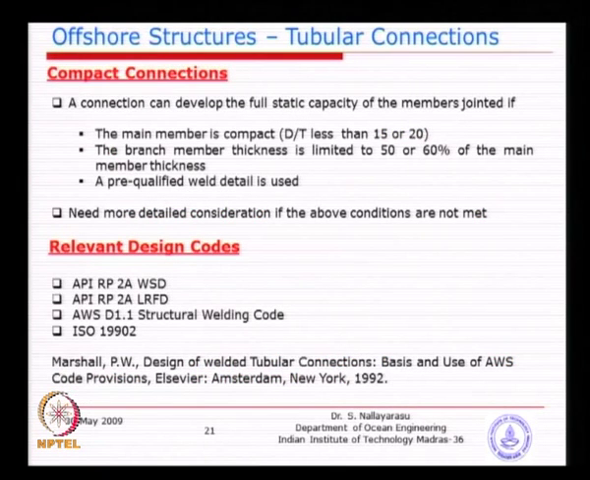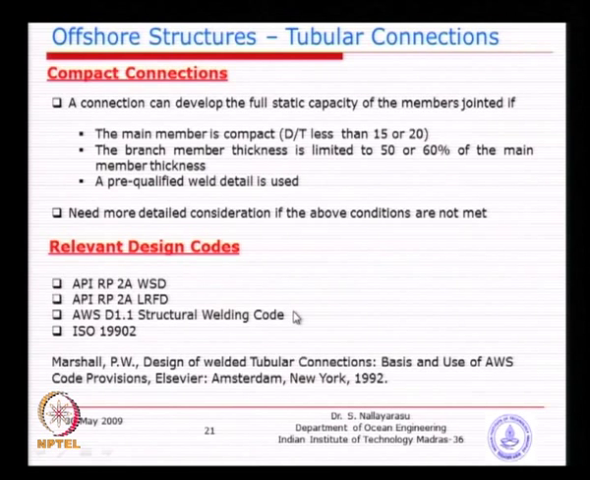So, what are the codes available, and basically these compact connections we will discuss later. What are the codes available nowadays are basically ISO, API and also DNV codes, but the originator of this whole business is actually the American Welding Society.